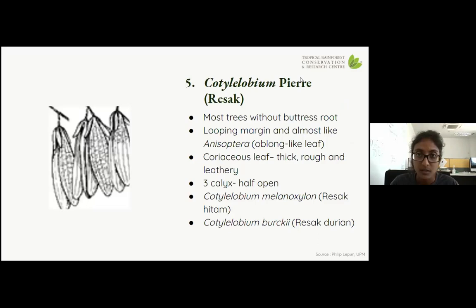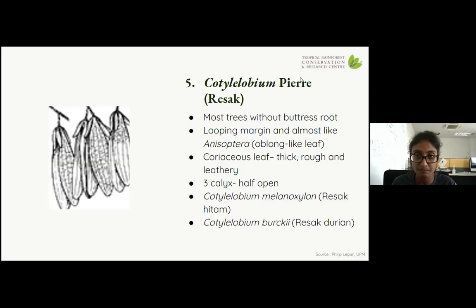Okay, next is Cotylelobium. So Cotylelobium, this genus, most of the trees have buttress roots. And as I mentioned, they have this special venation of looping margin like Anisoptera, but the leaf shape is not oblong obovate, but it's oblong. The leaves are coriaceous, meaning the leaves are thick, rough, and leathery. And the calyx, as you can see in the photo of the fruits, is half open. Some examples are Cotylelobium melanoxylon and Cotylelobium brookii.